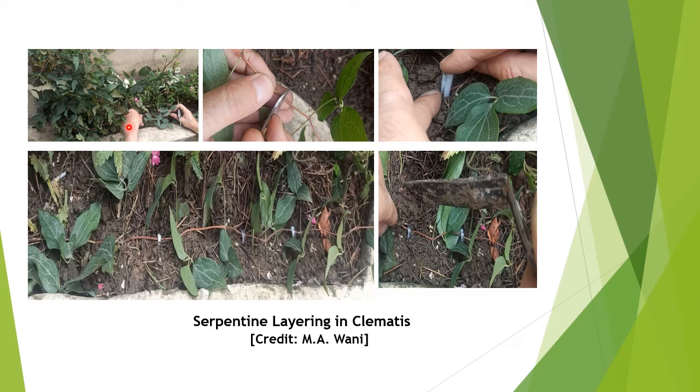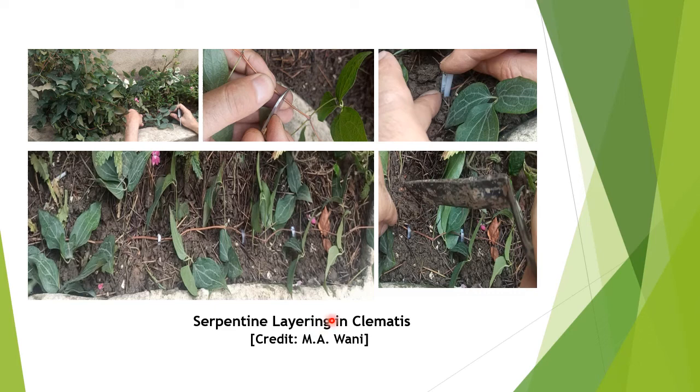We are making a wound at several points, keeping one bud open, and then you are pegging it with a plastic peg. You see this branch is pegged at several points. Here it is pegged, here, and then onwards also, and then you are covering it with sawdust or soil. This will be the point where the rooting will be formed, and as the shoot and the bud are already there, that will develop. So we are taking a long branch down. This is called serpentine layering, as is done in clematis.